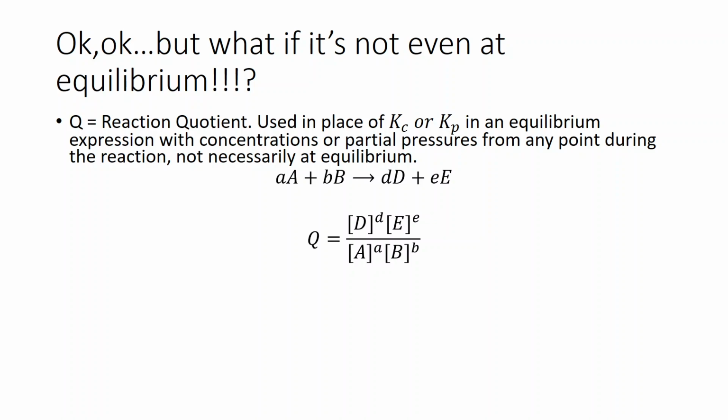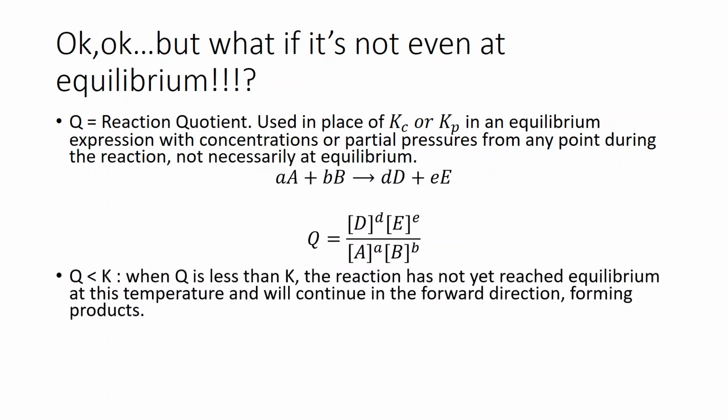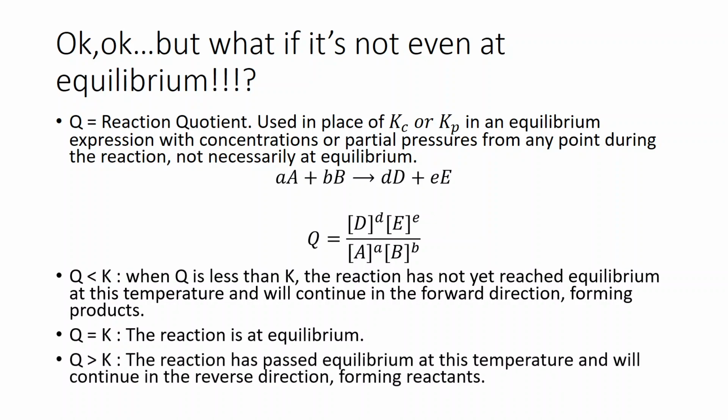And we can tell whether the reaction is at equilibrium by comparing Q to our equilibrium constant, right? Because if our value of Q is less than the equilibrium constant for that reaction at that temperature, that means that equilibrium has not yet been reached and will continue in the forward direction, forming products. If Q is equal to K, simple, the reaction is at equilibrium. And if Q is greater than K, the reaction has passed equilibrium at this temperature and will go in the reverse direction, right? Forming reactants.